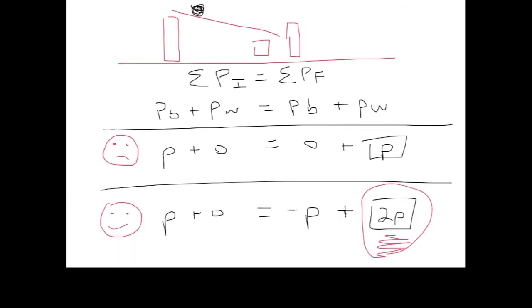Okay? The case for the happy ball begins the same way. The ball has momentum p, the block has none. After the collision, the ball bounces backwards. Its final momentum is negative p. In order to conserve momentum in the system, the block must gain a momentum of 2p. The happy ball gives the block twice as much momentum as the sad ball. That's why the happy ball knocks the block down.